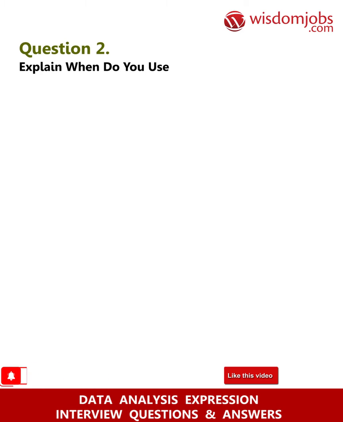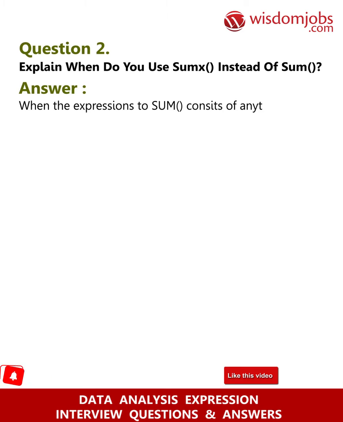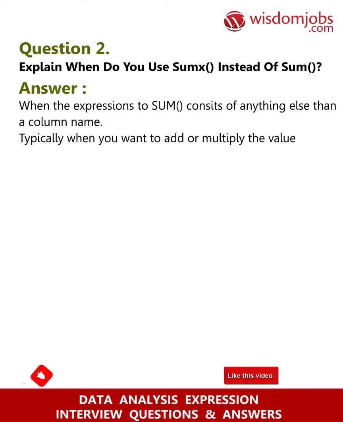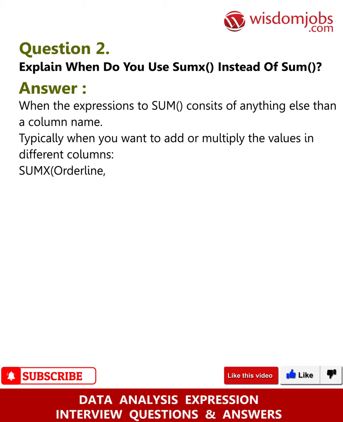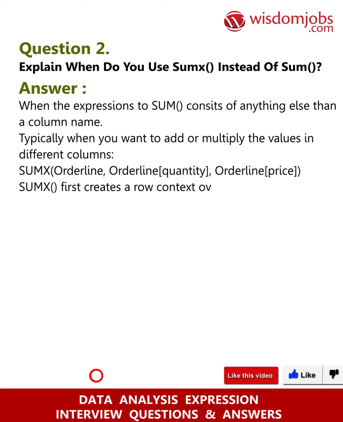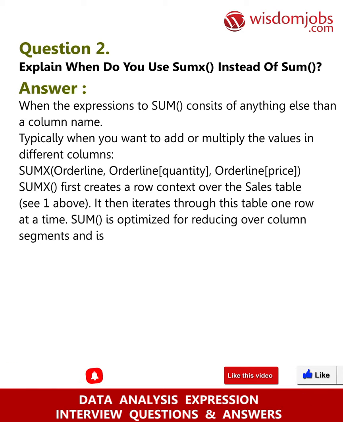Question 2. Explain when do you use SUMX instead of SUM. Answer. When the expressions to sum consists of anything else than a column name. Typically when you want to add or multiply the values in different columns. SUMX(order line quantity, order line price). SUMX first creates a row context over the sales table. It then iterates through this table one row at a time. SUM is optimized for reducing over column segments and is as such not an iterator.